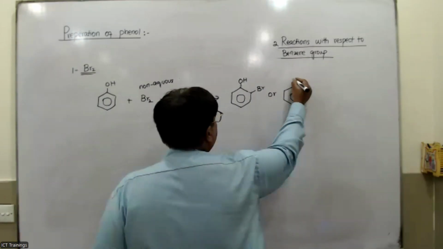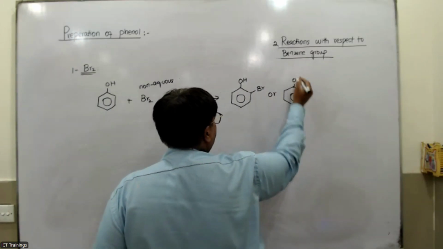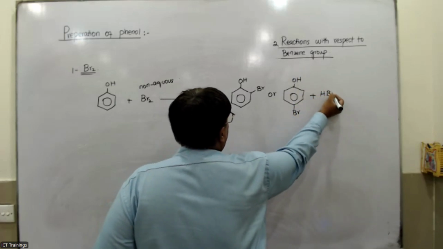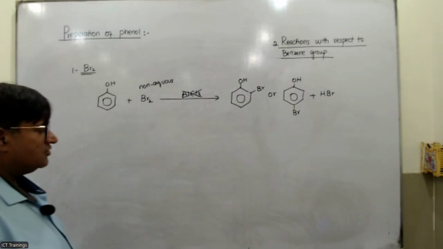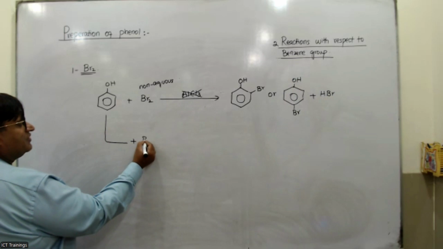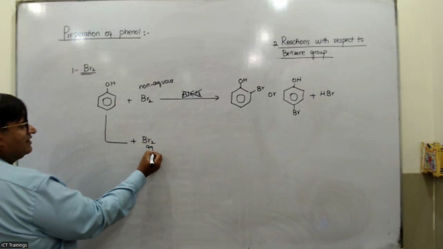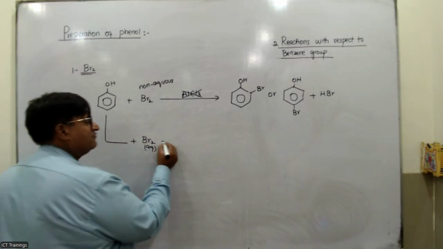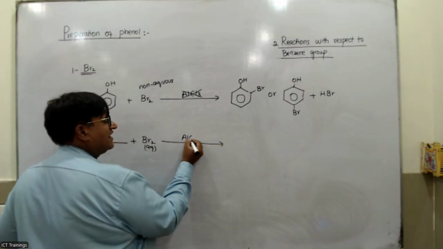Why? Because this OH has a single bond and it is a 2,4,6 connecting group, and HBr is being formed. Okay, but if you react this phenol with bromine, and the bromine is aqueous, we got the aqueous bromine. So again, we don't need AlCl3 as a catalyst.